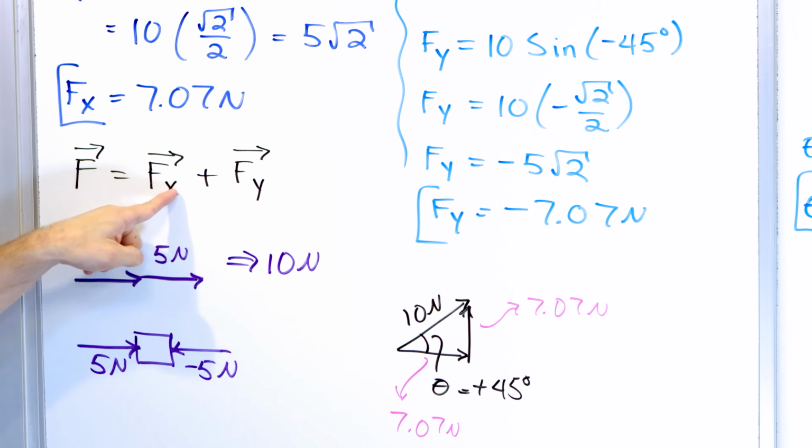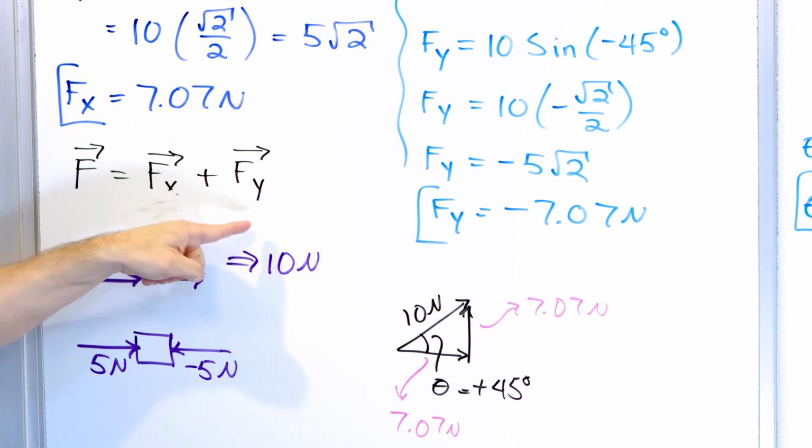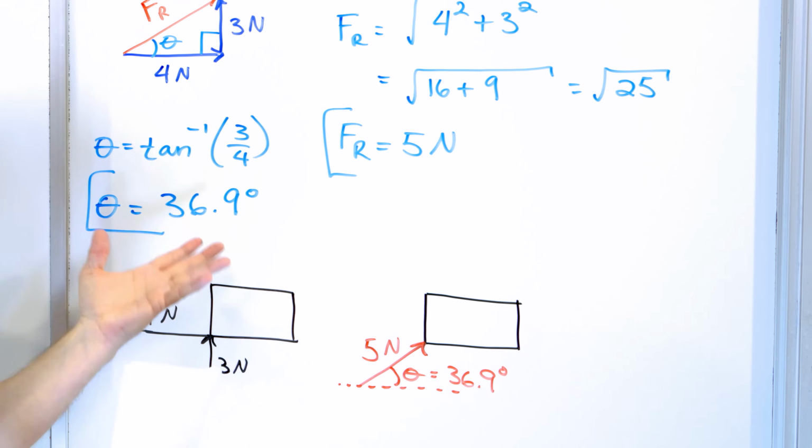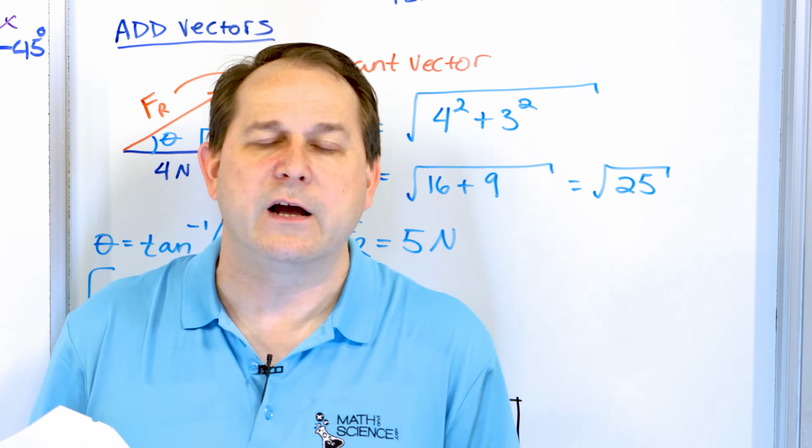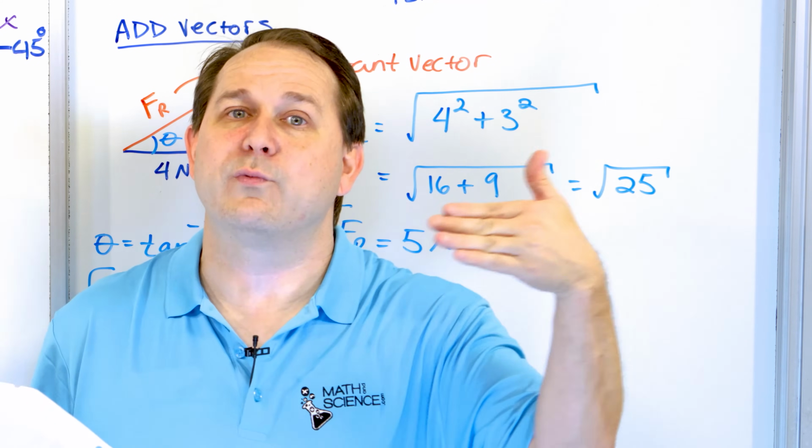This is not a plus sign between numbers. This is not numbers, okay? Because, of course, 3 plus 4 is 7. So people think, oh, well, there's got to be 7 newtons acting on the block. Well, sure, but they're in different directions.